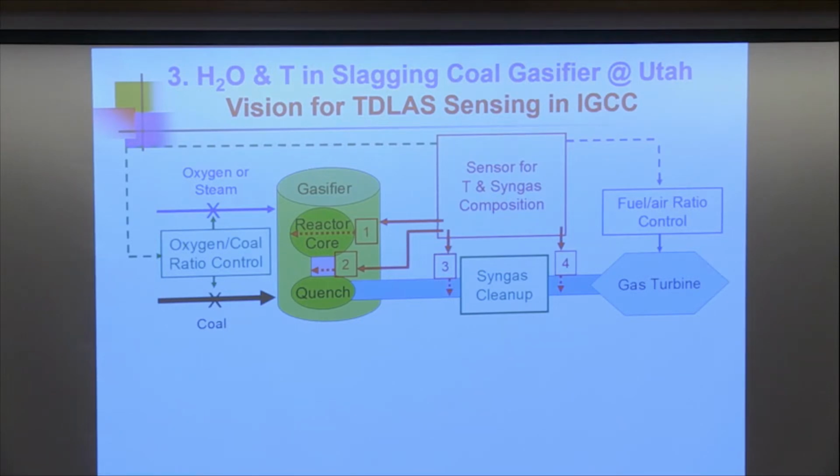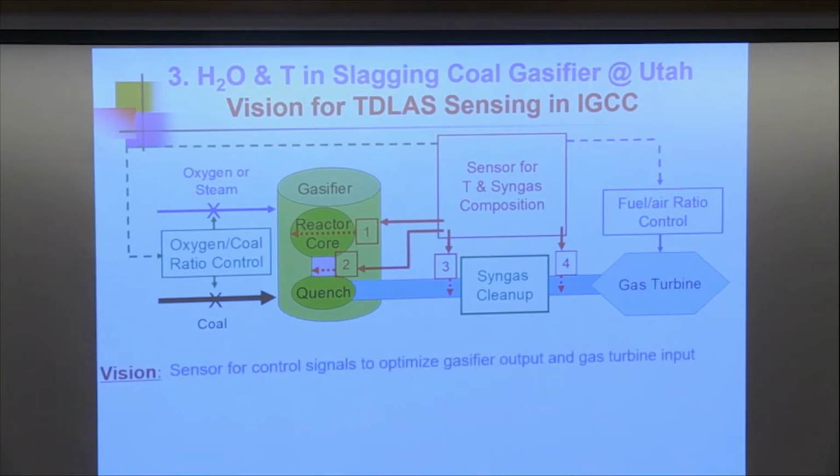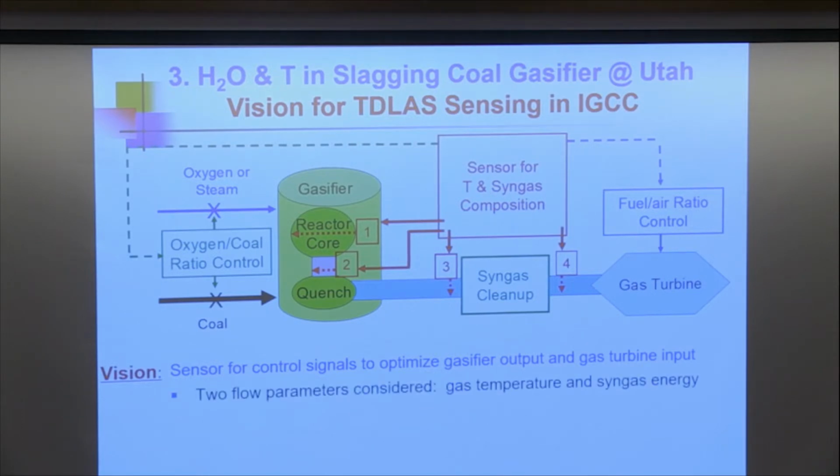Of course, the goal eventually would be to use the syngas in a gas turbine. So this was a schematic of what you're trying to do. Could we build a sensor that provided control signals to optimize the gasifier output and what goes into the gas turbine, for energy efficiency and best performance? They're especially interested in the gas temperature and the energy content of the syngas. One of the problems is the syngas includes hydrogen.